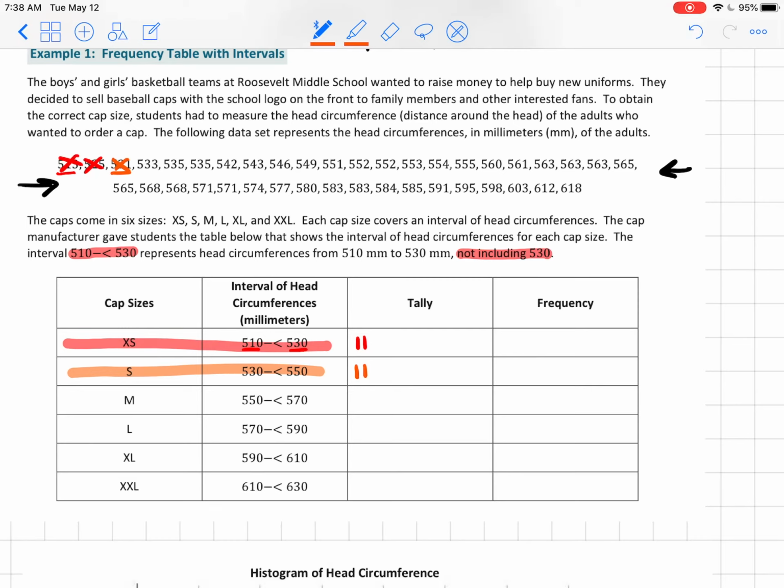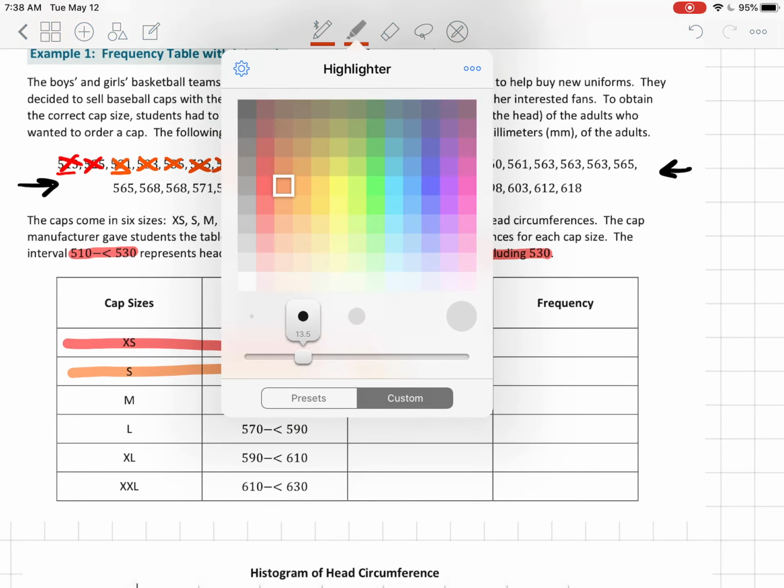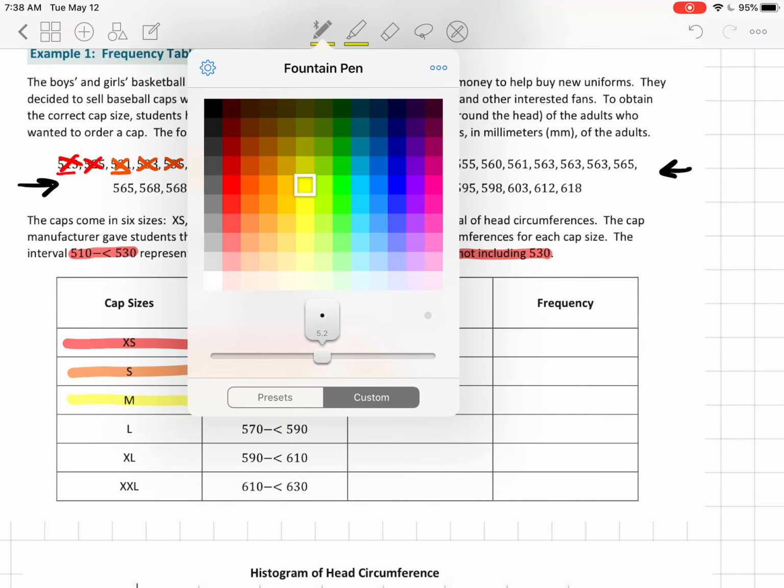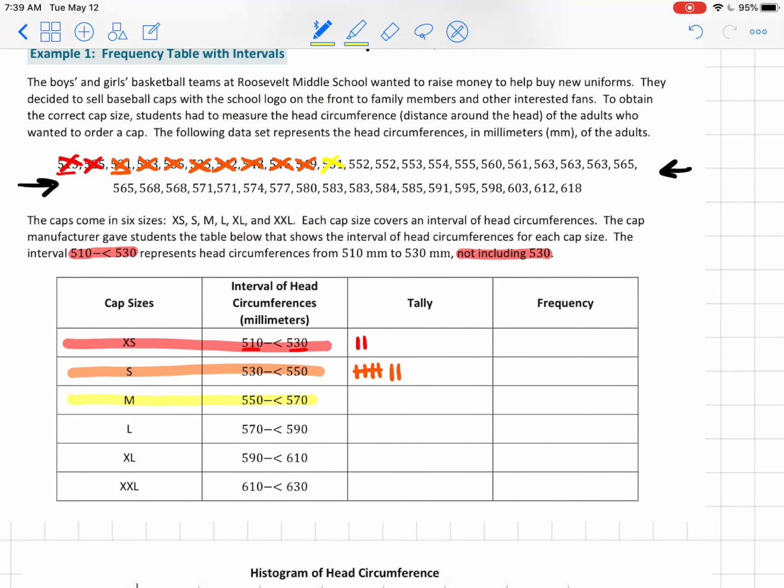533 is also a small. 535 again. 542, 543, 546, 549. 551 is bigger than 550, so we need to go up to a medium there. 552, 552, 553, 554, 555, 560.